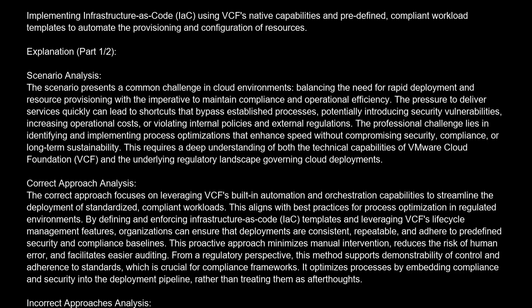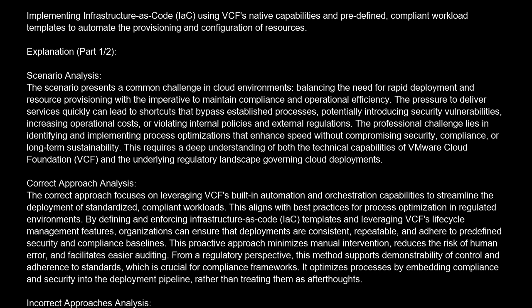The correct answer is A. Implementing infrastructure as code, IaC, using VCF's native capabilities and predefined, compliant workload templates to automate the provisioning and configuration of resources. Explanation. Scenario analysis.